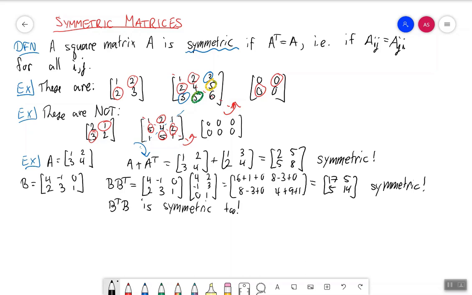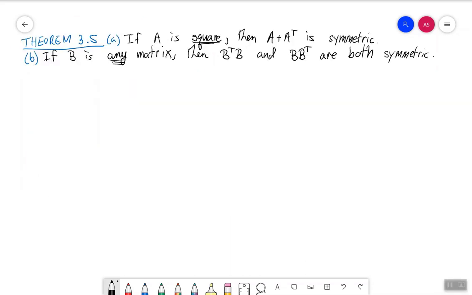This is not an accident. In fact, we have a theorem. If A is square, then A plus A transpose is symmetric, and if B is any matrix, then both B transpose B and B times B transpose are symmetric. I'm only going to prove the first part, but the proof of the second isn't very difficult, and it's sort of similar, and I think the book has it in there.